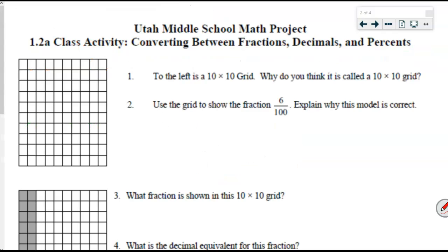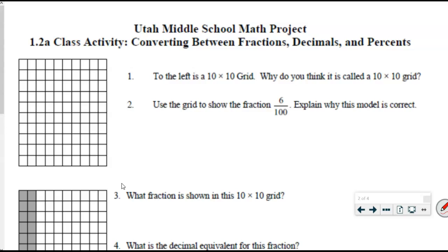Let's practice converting between fractions, decimals, and percents. What we're going to do is make it visual first, fill out these models first so that we can understand what it looks like, and then we'll be able to do it numerically without those models. It says here to the left is a 10 by 10 grid.